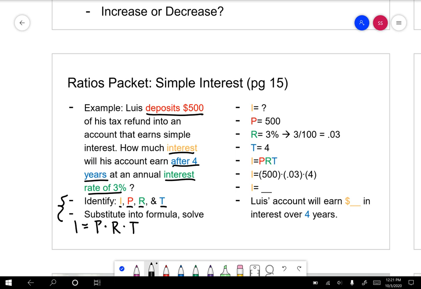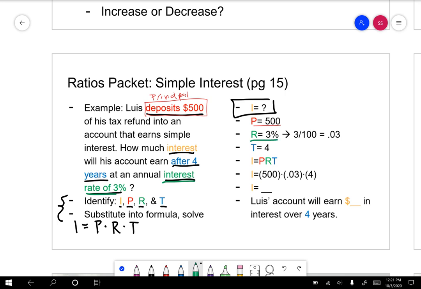Okay, so let's do this one together. The interest we actually don't know. That's what we're looking for. That's what we want to know. But we do know that he deposited 500, so that's going to be the principal amount, 500. We do know the interest rate of 3%.